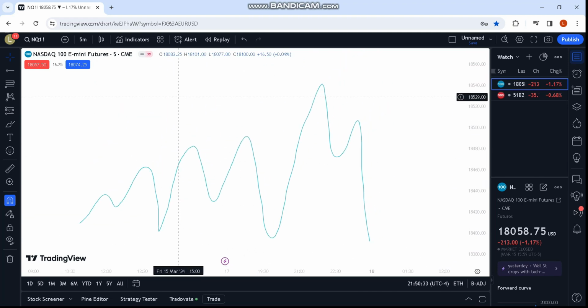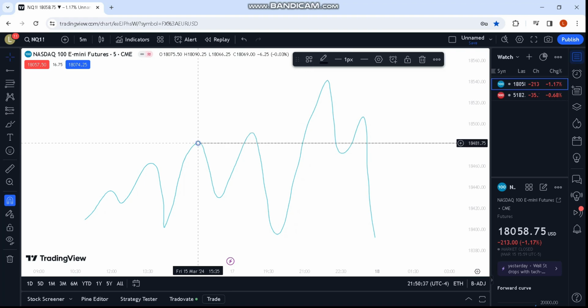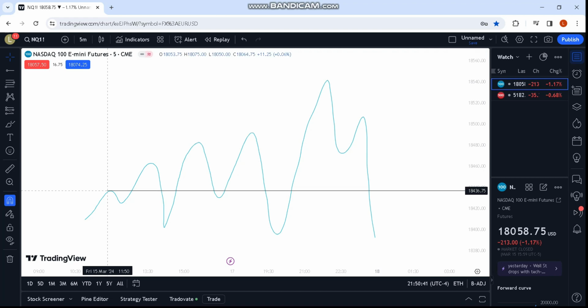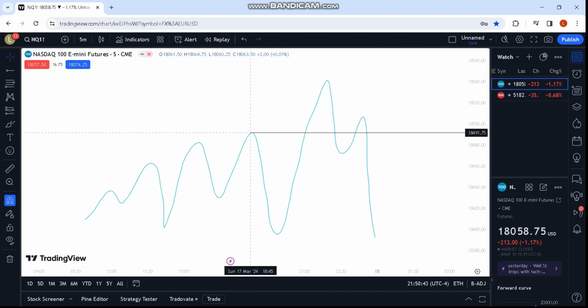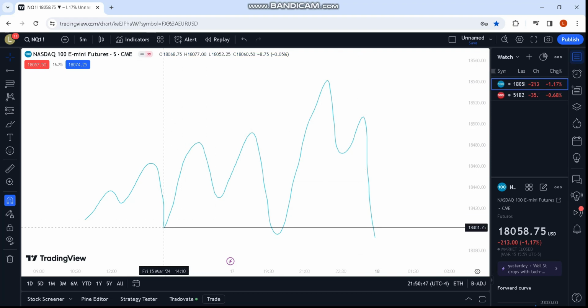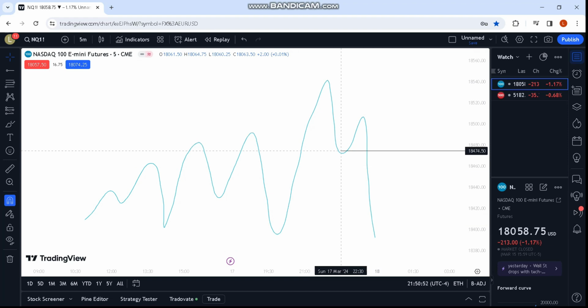So liquidity is when a high. This high is liquidity. This high is liquidity. This high is liquidity, and this high is liquidity. This low is liquidity. This low is also liquidity.